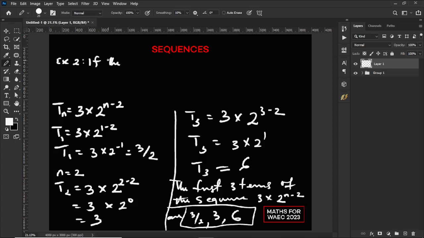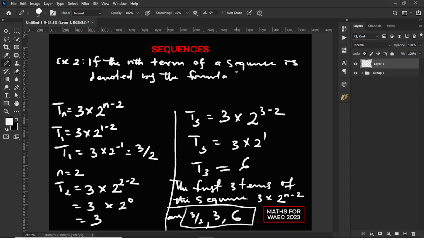If the nth term of a sequence is denoted by the formula n into bracket 2 raised to power n minus 1 minus 3n, find the sum of the first 4 terms.